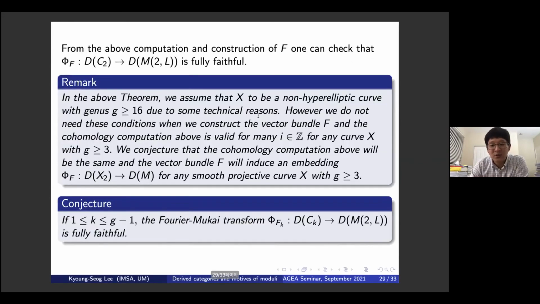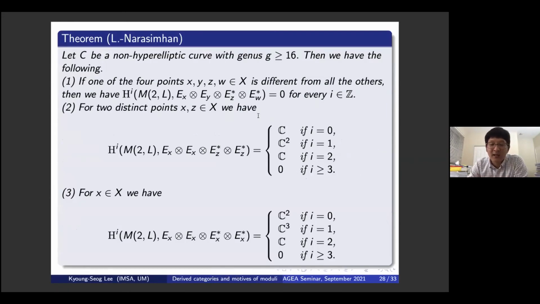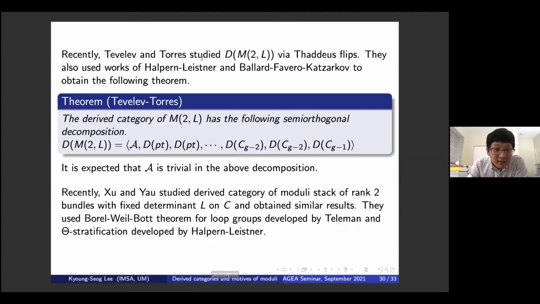In order to prove this result, we use the Hecke correspondence, but there is another approach by Tebelev and Torres. They studied the derived category of this moduli space via the Thaddeus flip. As we discussed, the Thaddeus flip really provides a strong tool to study this case. They also use the work of Halpern-Leistner and Ballard, Favero, Katzarkov, the work studying variation of GIT and the derived category. So they obtain this theorem.